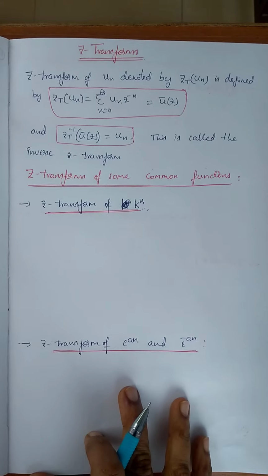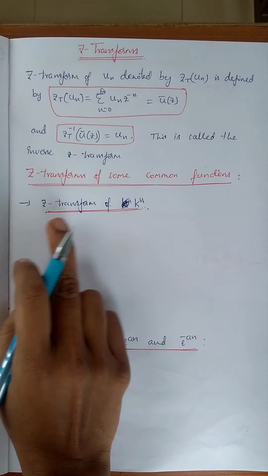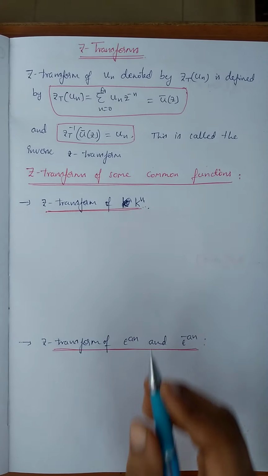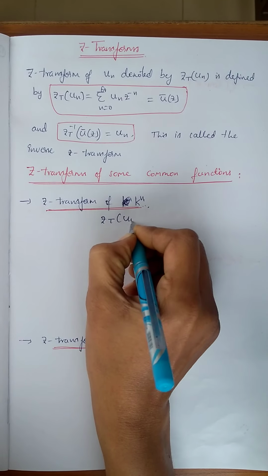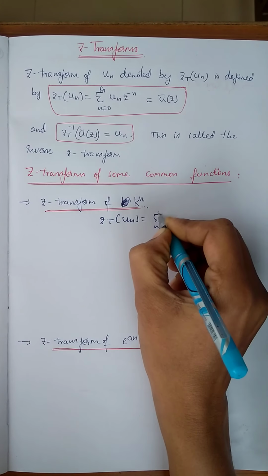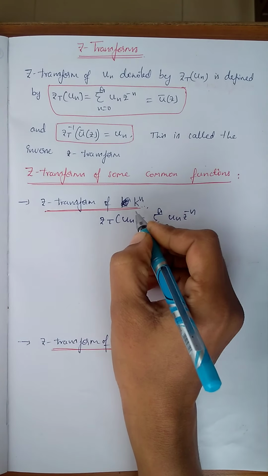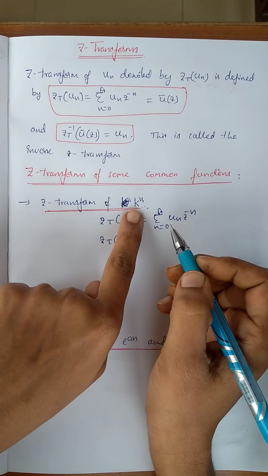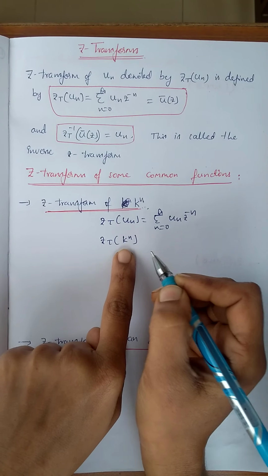First, I go to the constant function, meaning a constant to the power of n type of function. I consider the first one, the Z transform of k to the power of n. For finding the Z transform of k to the power of n, I take the function definition. We know the Z transform of u(n) is the summation from n equal to 0 to infinity of u(n) z to the power of minus n. But we have to find the Z transform of k to the power of n, so the given function u(n) is k to the power of n. In place of u(n), I substitute k to the power of n.